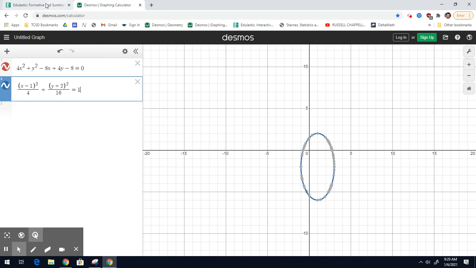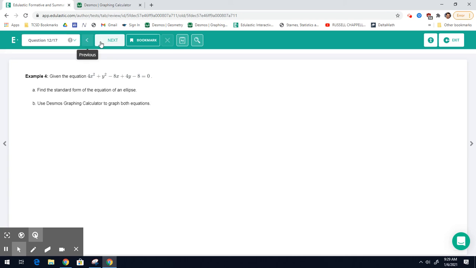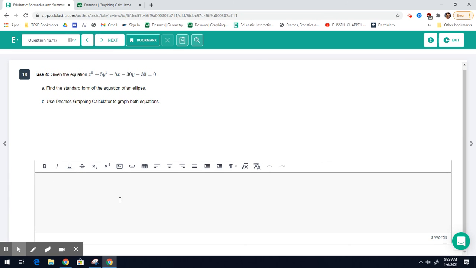You would copy and paste that graph. And again, in your task, which is the next slide, you have this space down here to do what you need to do. Use MathType, type it out, copy and paste in there. Awesome. Okay, that's task 4. So ellipses are done. The last two tasks involve hyperbolas.